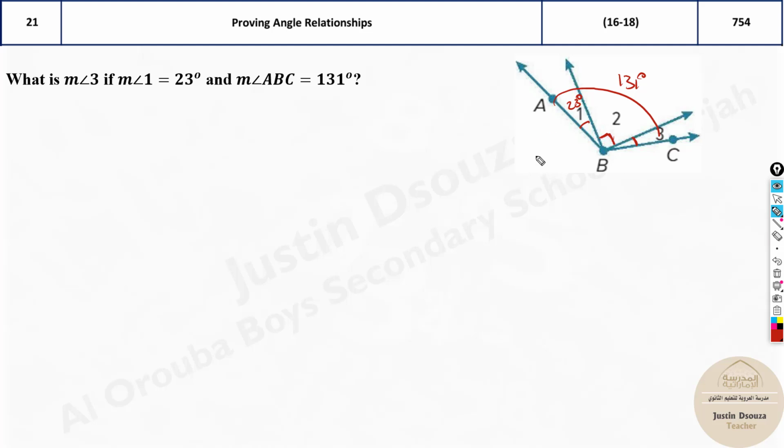So how can we solve this? Very simple. When we add all the individual angles, the measures of 1, 2 and 3, it must be 131, right? Angle 1 plus angle 2 plus angle 3 must be equal to 131 degrees. Now let's substitute what we know. 23 degrees is angle 1, angle 2 is 90 degrees, and lastly we have angle 3 that is unknown, and that is what we are solving for. And this is 131 degrees.